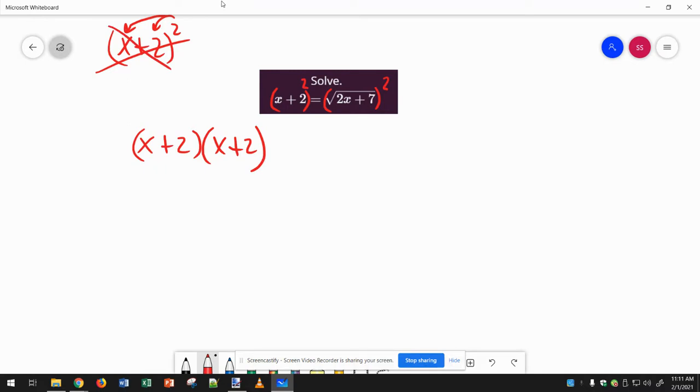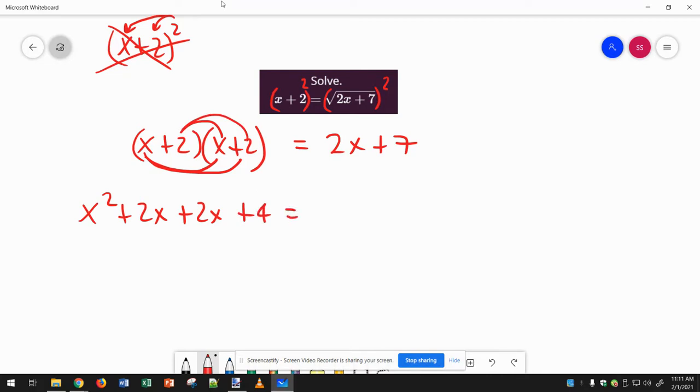So we have to multiply out. But on the right side, the square root cancels out. That's the good news. So now we just have to multiply. X times x is x squared. X times 2 is 2x. And then we've got the same thing in the middle here. And then 2 times 2 is 4. We combine these like terms. 2x plus 2x is 4x. And now this is still equal to 2x plus 7 just comes down.